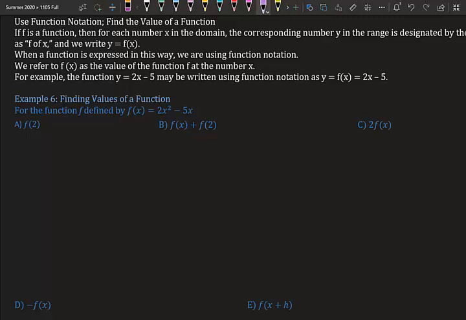Remember, y is the same thing as f of x. But if we're given f of x, it lets us know it's a function. When a function is expressed in this way, we are using something called function notation. We refer to f of x as the value of the function f at the number x. For example, the function y equals 2x minus 5 may be written using function notation as y equals f of x, and that equals 2x minus 5.